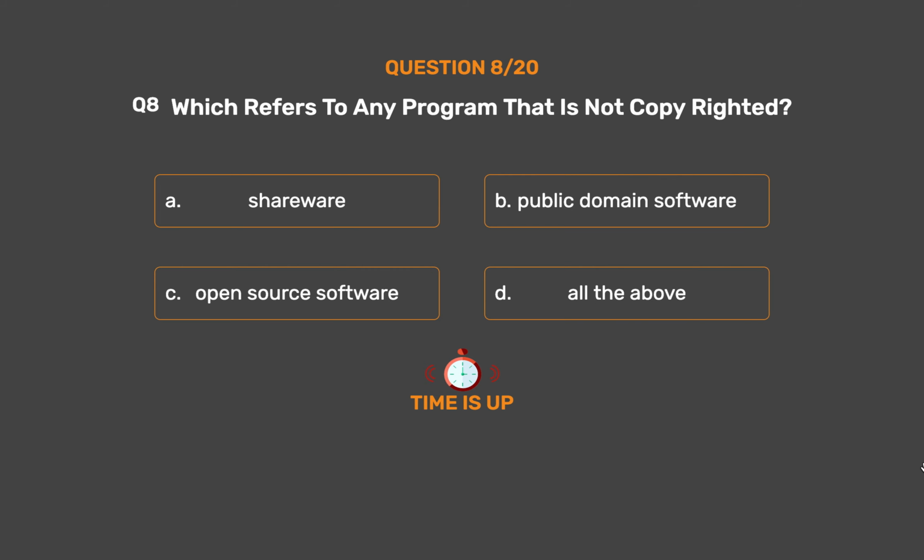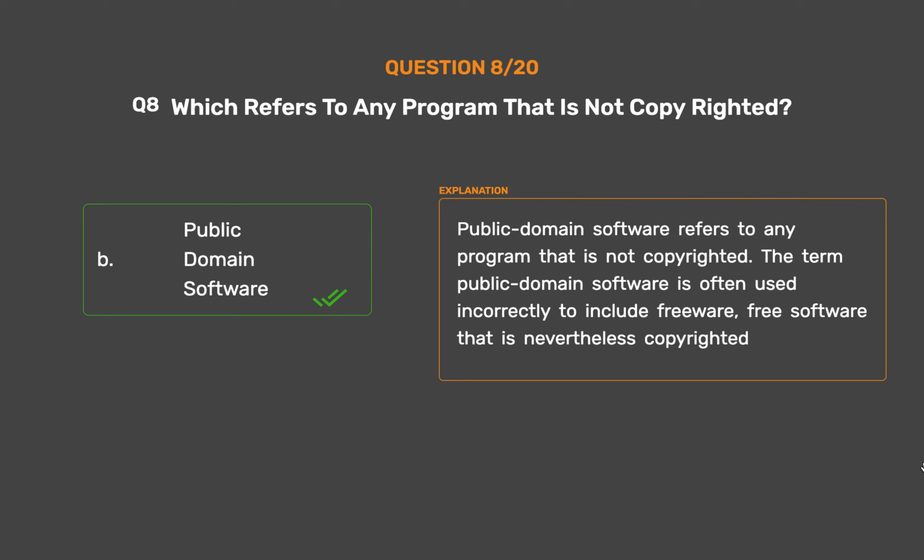The correct answer is Option B. Public domain software. Public domain software refers to any program that is not copyrighted. The term public domain software is often used incorrectly to include freeware, free software that is nevertheless copyrighted.